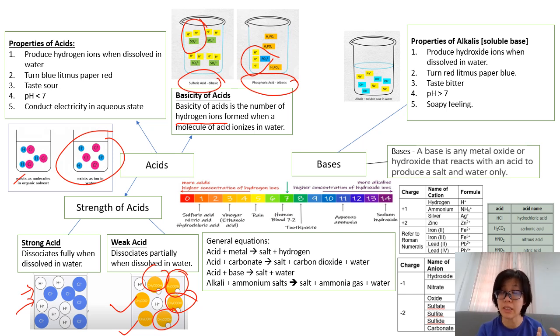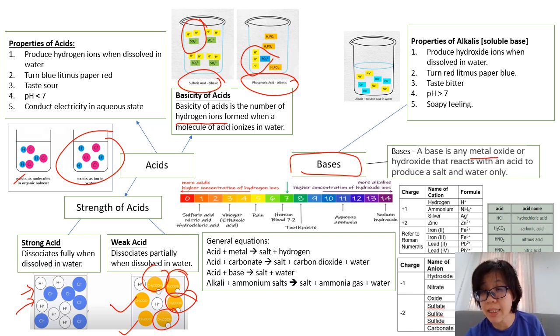So in particular, these are the properties. Then the other family in this particular topic is bases. What are bases? A base is any metal oxide or hydroxide that will react with acid to produce salt and water.